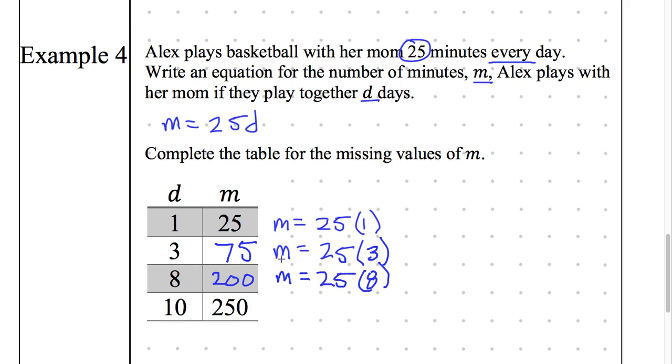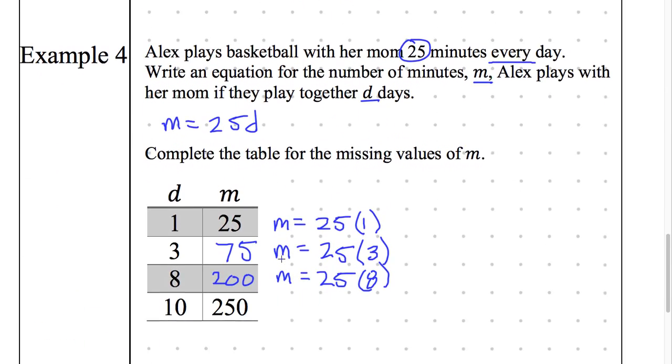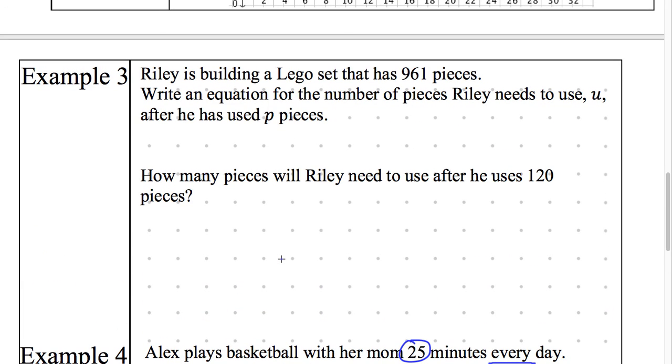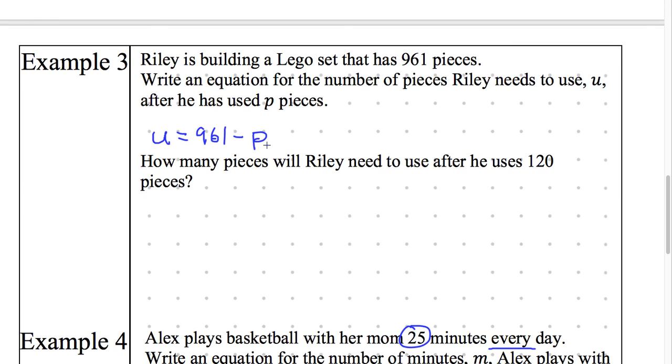All right, so we didn't get a chance to go through example 3, and that's because we were a little bit short on time. Our morning was running on a little bit long. But example 3 is very similar to example 1, just using a subtraction problem. If you want to add this in your notes to come back to it, this is going to be u is equal to 961 minus p. And you can do this on your own if you want, but that's how you do the equation for example 3.